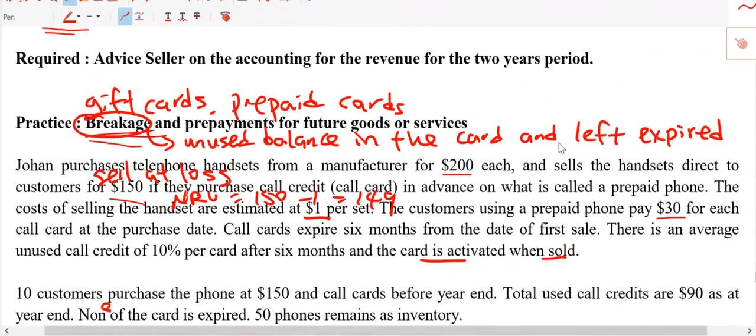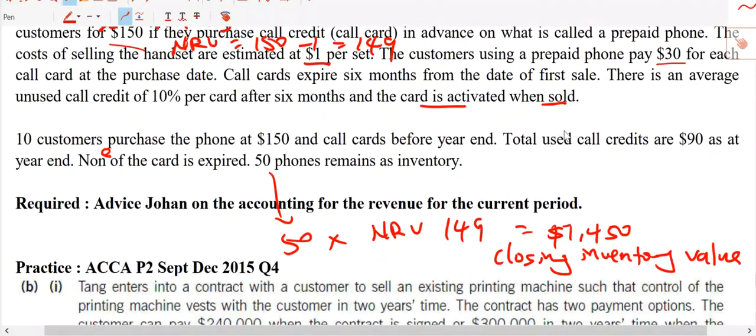Okay, so here is the arrangement. Let me find a space to do that. So this is month 0 to month number 6. Okay, 6 months validity period. Pay $30. On average, there's 10% unused credit in the card after 6 months. So these are forfeited if you didn't use.